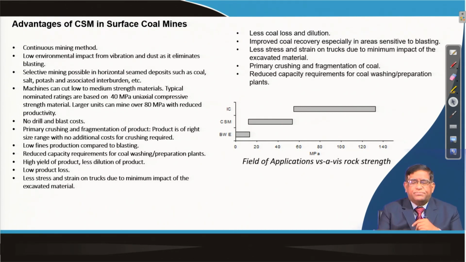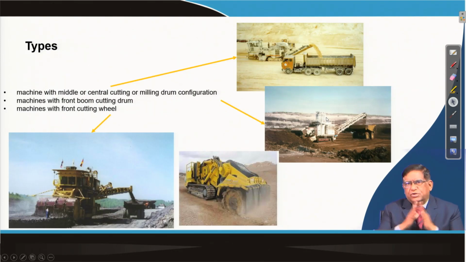You can see in this figure that in-pit crushing and conveying can be done in very hard rock up to 120 to 140 megapascals, but a continuous surface miner can very comfortably be used up to 60 to 70 megapascals. But there could be improvements in the machines, or you can think of giving some new technology over here to use it for hard rocks also.